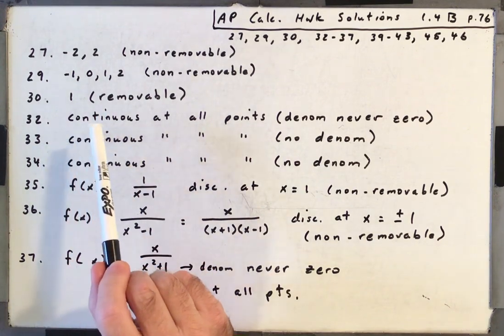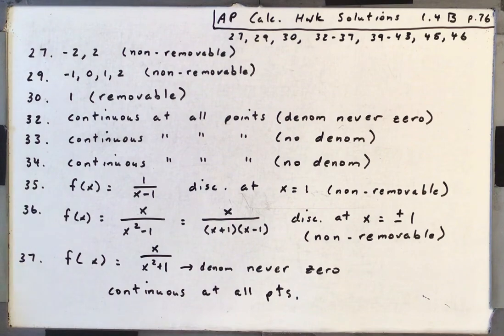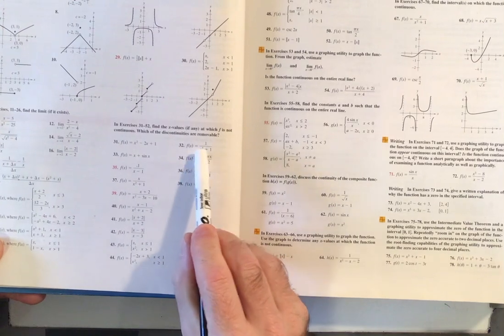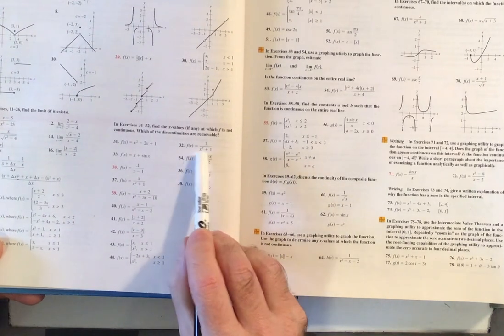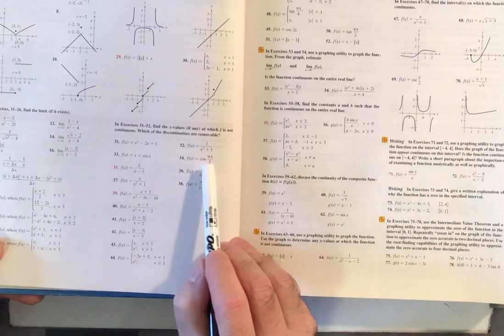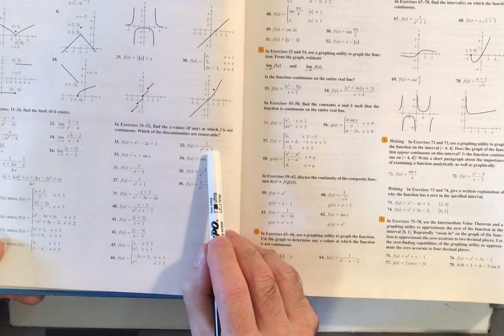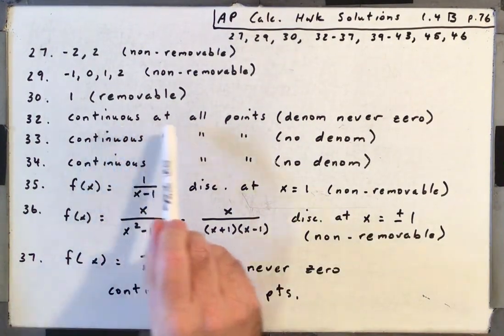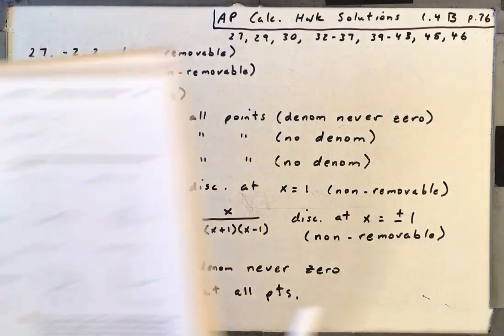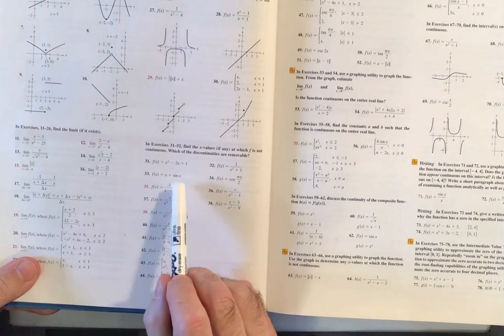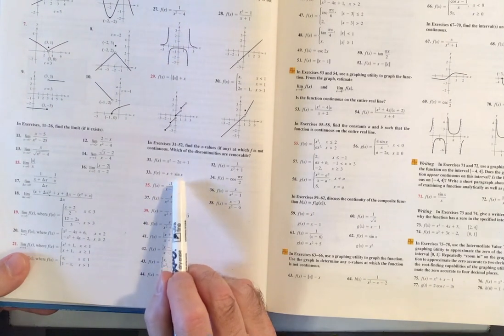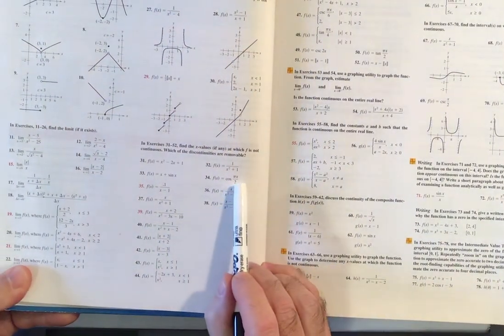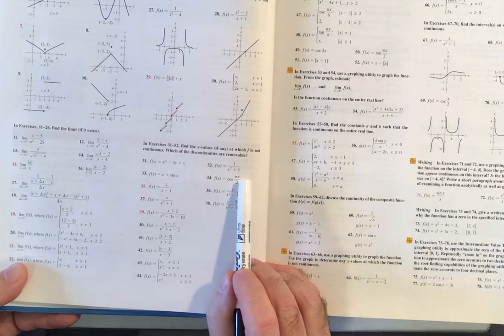Number 32, that one is 1 over x squared plus 1. Well, you can't ever make that denominator 0. No matter what number you plug in, squaring it will become positive, so you'll never have an undefined area on that function. So it's continuous at all points. Number 33, x plus sine x, there's no denominator there at all, so it's continuous at all points. Same for 34. No denominator, so continuous at all points.